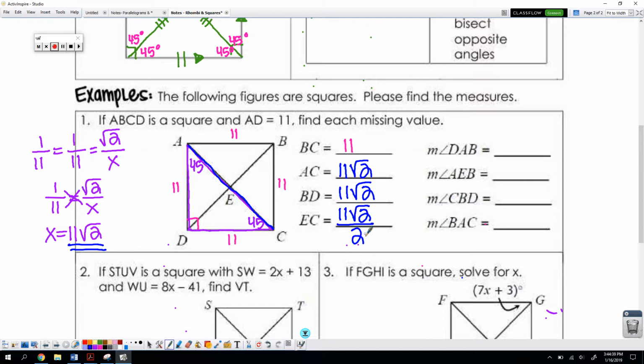Alright? Now we're going to look at angle DAB. So DAB is one of the corners here. So one of the corners measures 90. In fact, every single one does. AEB, there are right angles in the middle as well, so we have 90. Then we have CBD, that's just part of or half of 90. So we have 45. And then we have BAC, which is again part of or exactly half of, I'm sorry, of 90, which is 45.